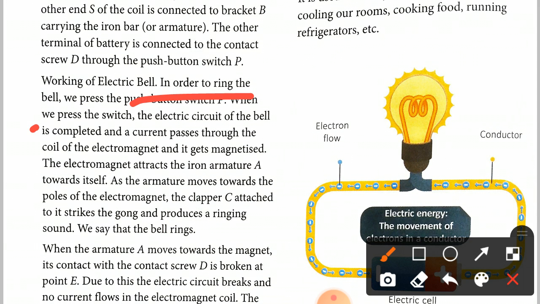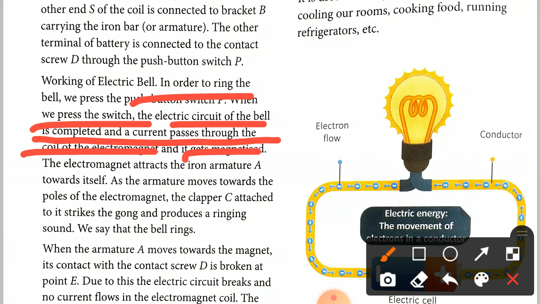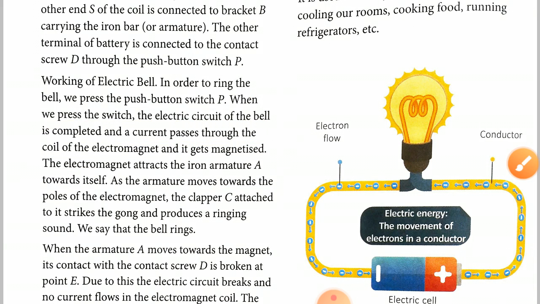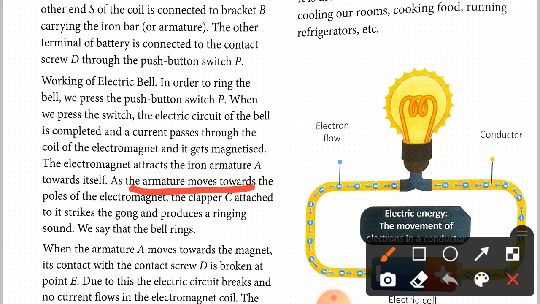So when we press the switch, the electric circuit of the bell is completed and the current passes through the coil of the electromagnet and it gets magnetized. The electromagnet attracts the iron armature A towards itself. As the armature moves towards the poles of the electromagnet, the clapper C attached to it strikes the gong and produces a ringing sound. We say that the bell is ringing.